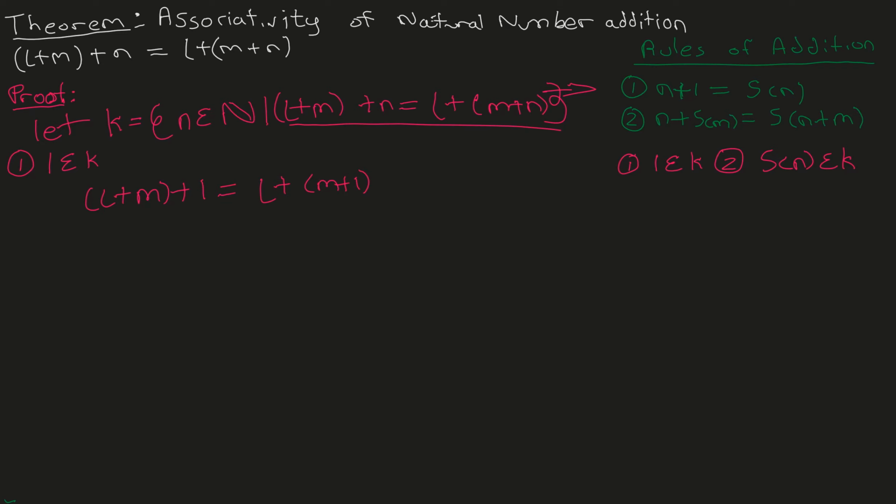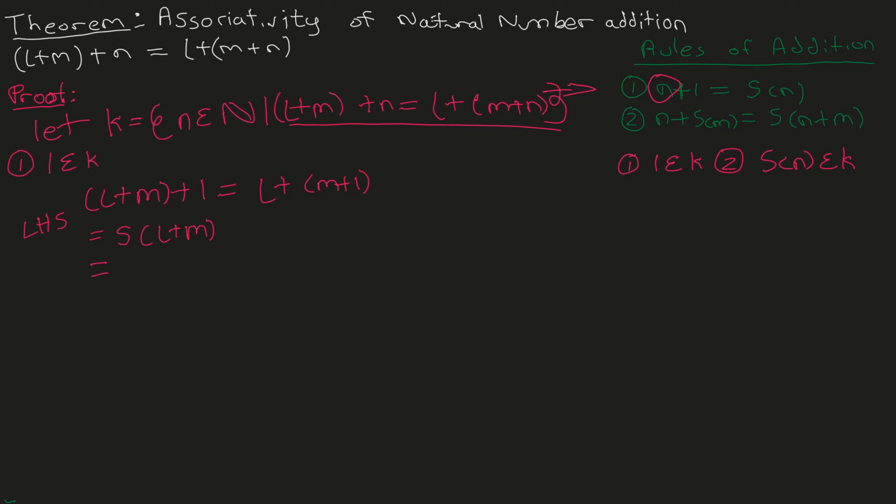Right, let's see how we can do this. We need to show that the left hand side is equal to the right hand side. Let's begin with the left hand side. If we are able to show that the left hand side is equal to the right hand side, our proof is done. So (L + M) + 1 is the same as the successor of (L + M). Remember this from the first property of addition. We're just replacing n with L + M.